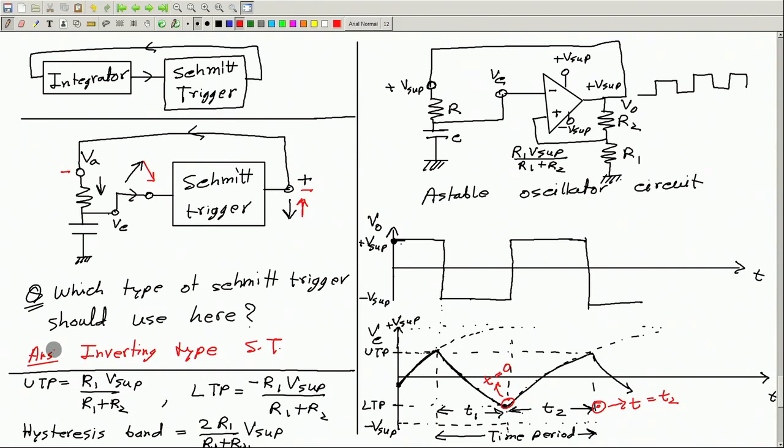We shall now go to another circuit. Before that, let me just tell you that I already have said that this is called an astable oscillator circuit. What is meant by astable? Astable means unstable.